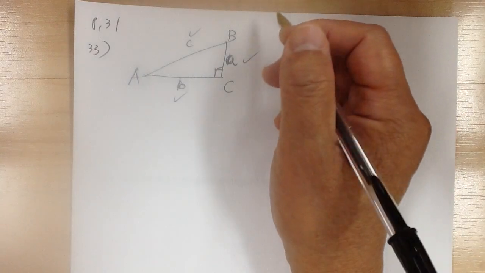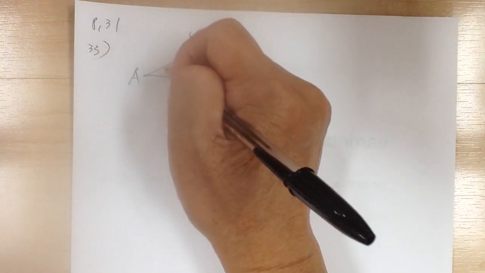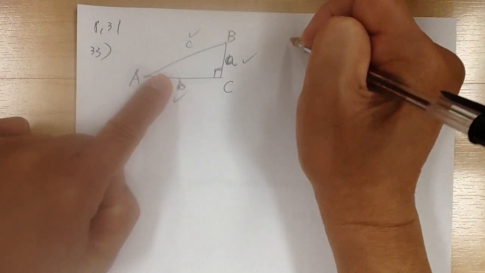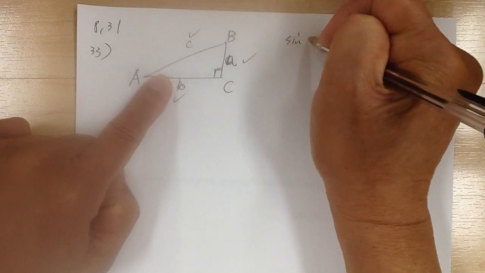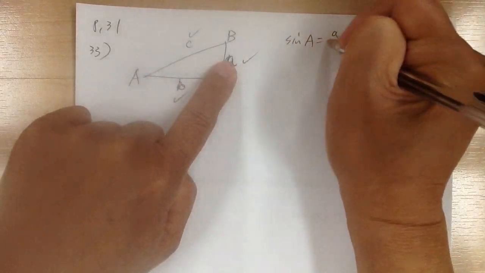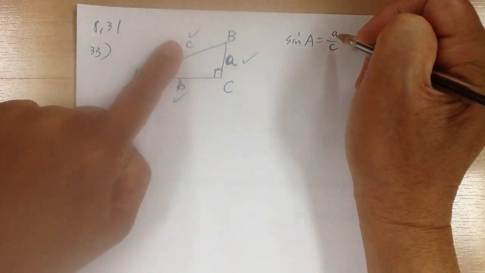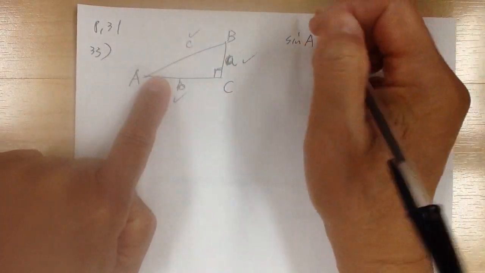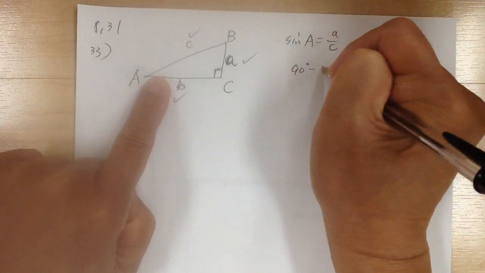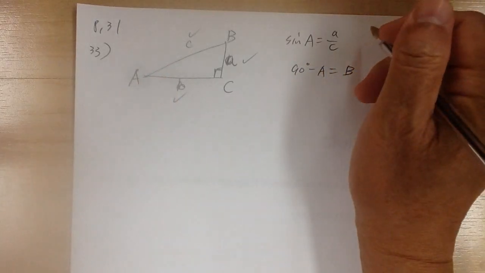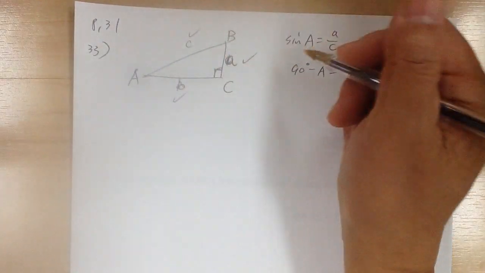And then you can use the A, so you can use the sine. So sine A equal to A over C, and then you can find that. Once you find A, then you go 90 degrees minus A, this will give you B. So you're able to find everything.